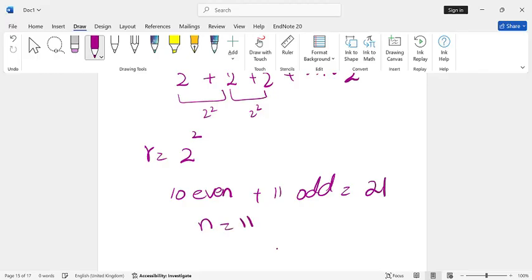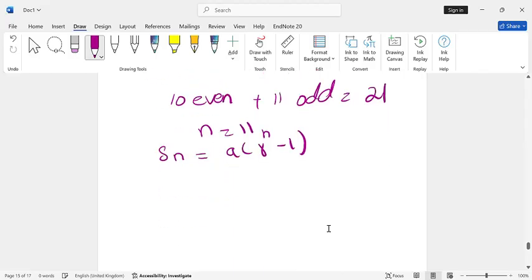So I'm going to put the formula as a times r power n minus 1. I'm just putting the values in this equation. So n is 11, and the value of a is 8, and r is 4, so we have 4 power 11 minus 1, over 4 minus 1.